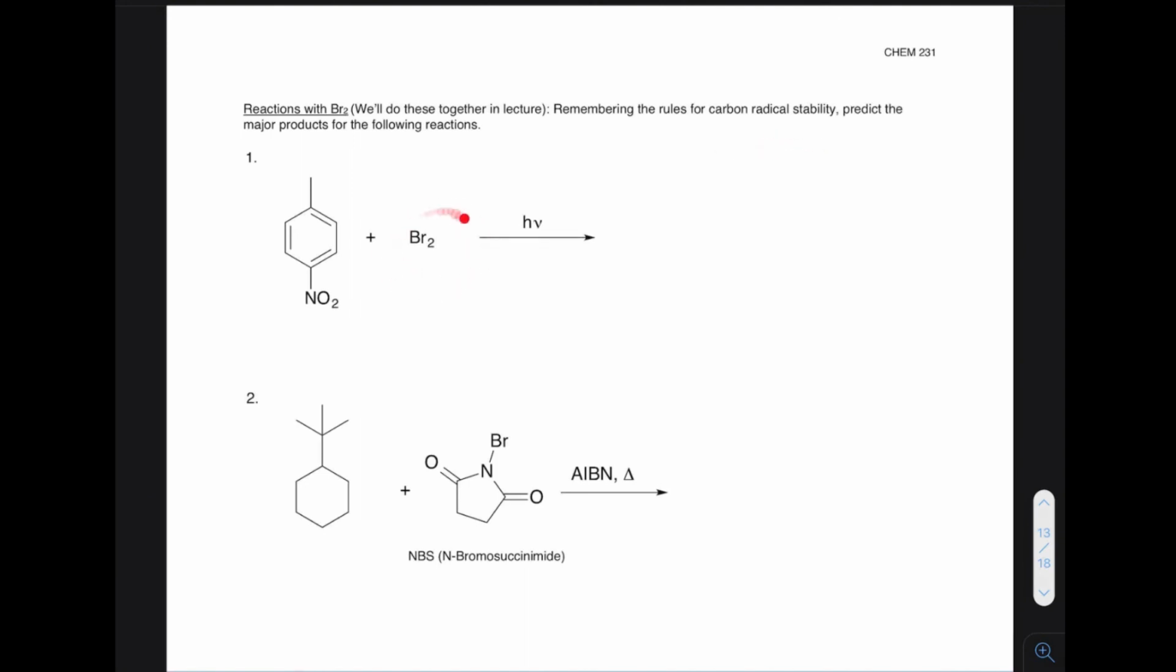And again, bromine is going to be our radical halogen species. Here looks a little different. This is something called NBS, N-bromosuccinimide. Here you just have to worry about bromine being the radical species. The rest of this, the succinimide portion, you don't need to worry about. Okay, so take a crack at this and we'll talk about it during class.